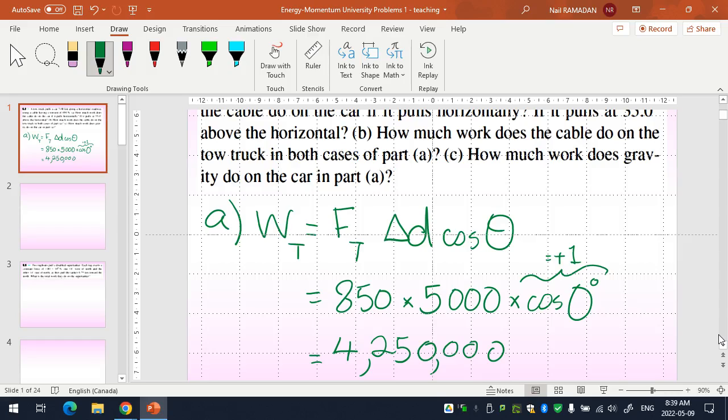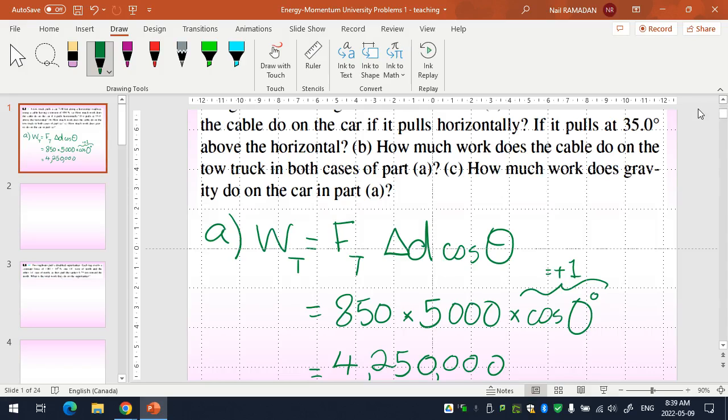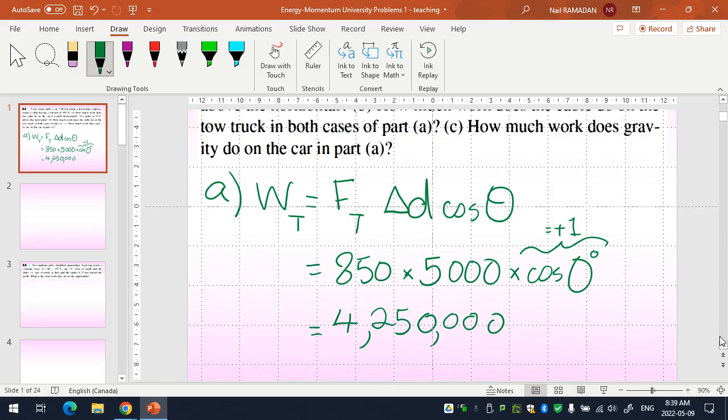And what's the sig fig situation? Well, 850 has how many? 850 or is it 850.0? 850, so that only goes to 2 sig figs, even though the distance is 3. So we need to make this into 2 sig figs in joules. So that will be 4.3 times 10 to the 6 joules.